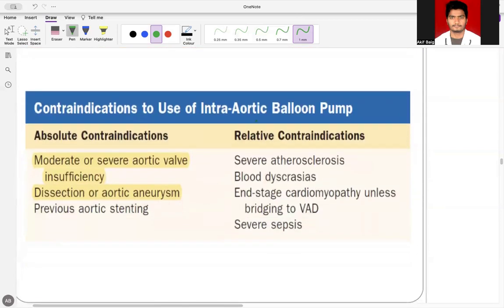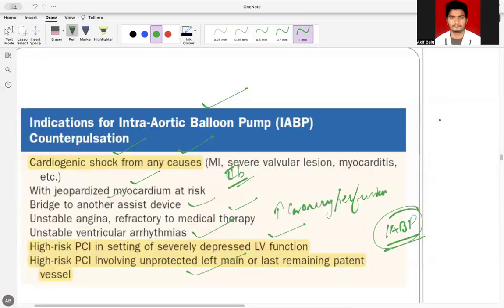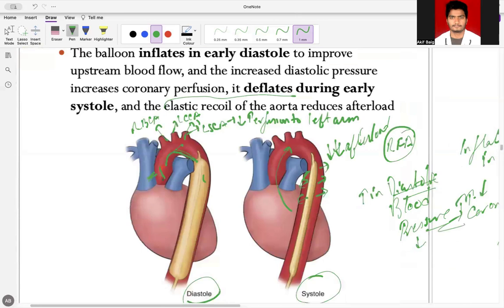What are the contraindications to the use of IABP? Most important is aortic regurgitation. Why? Suppose this is the valve, and in aortic regurgitation there is already a backflow of blood during diastole from the aorta to the left ventricle. So increased flow is going to the left ventricle. This is called aortic regurgitation.